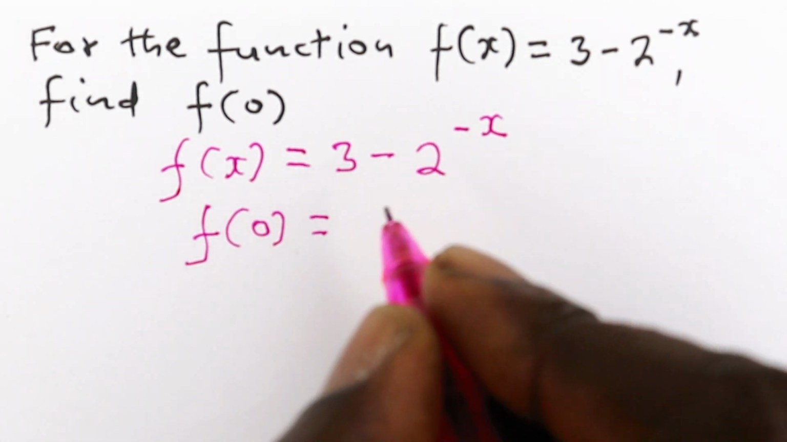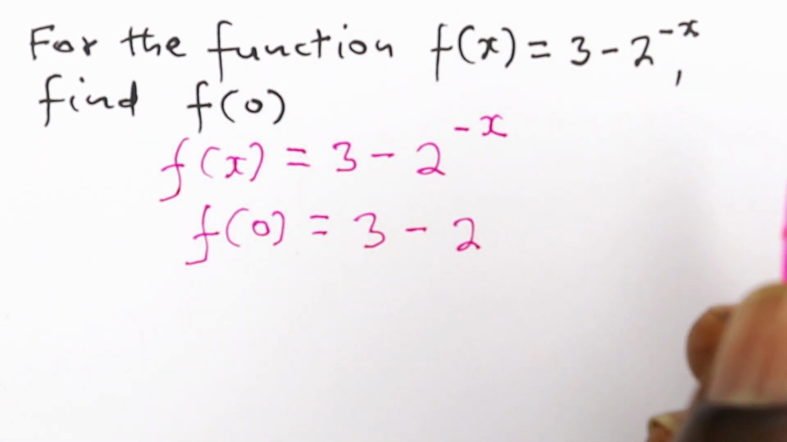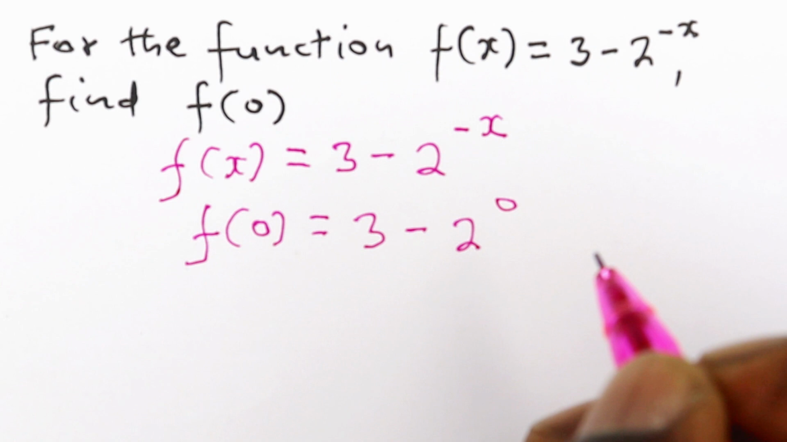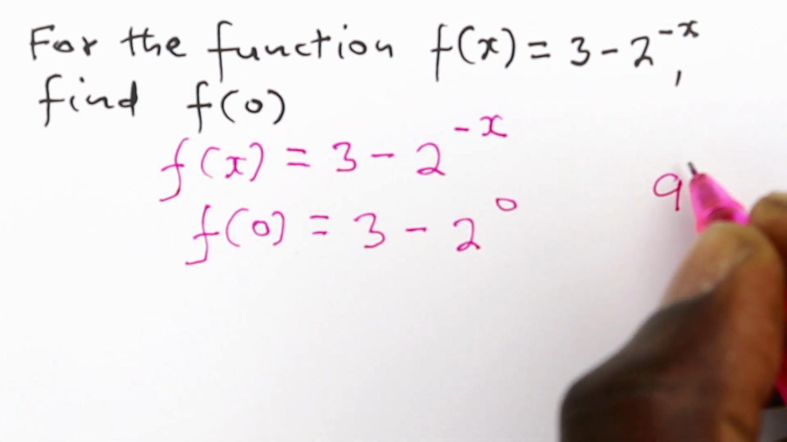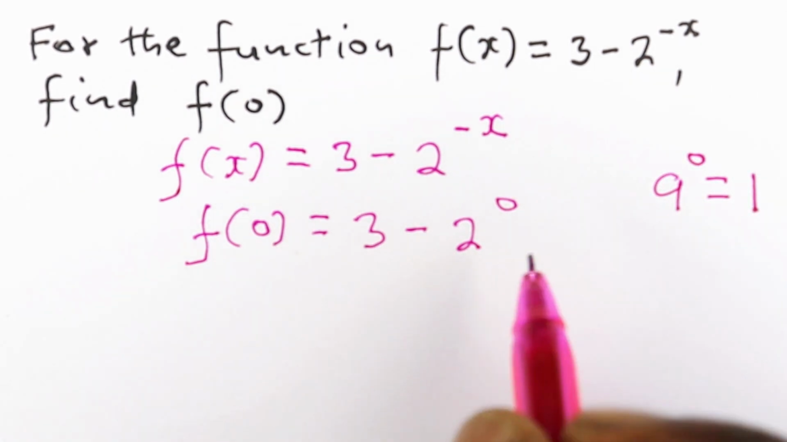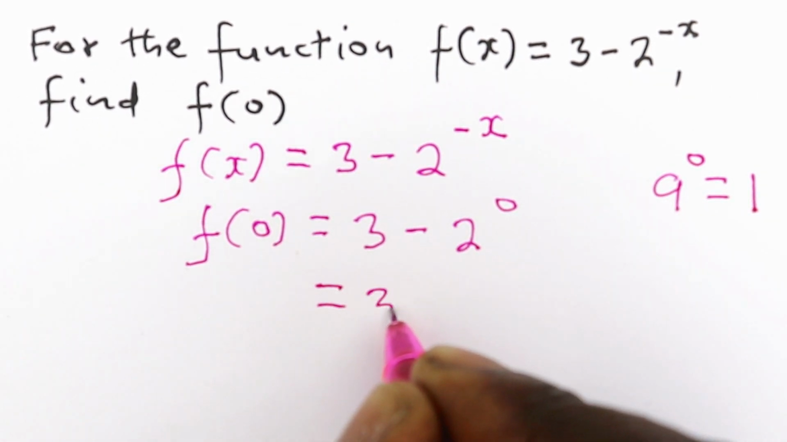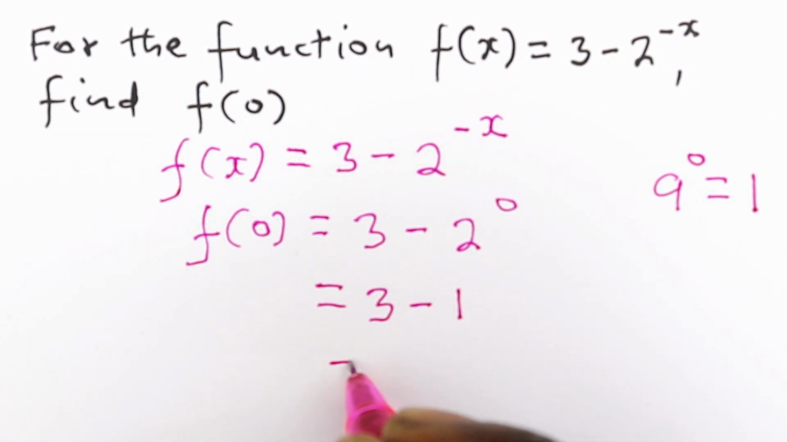So we're going to have 3 minus 2 raised to power negative 0, which is just raised to power 0. And from the laws of indices, a number raised to power 0 is the same as 1. So we can apply that here. So it means we have 3 minus 1, which is just the same as 2.